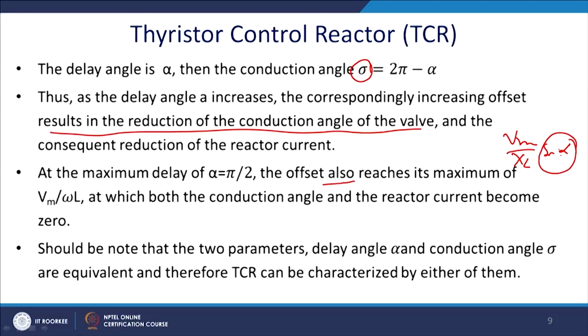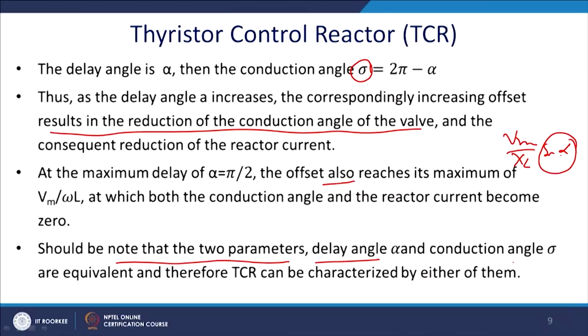That value is Vm by omega L, at which both the conduction angle and the reactance angle become 0. So, it does not absorb any power. It should be noted that these two parameters, the delay angle alpha and the conduction angle sigma, are equivalent. Therefore, TCR can be characterized by either of them, because there is a relation between alpha and sigma. So, you can write it in terms of alpha or you can write it in terms of sigma.